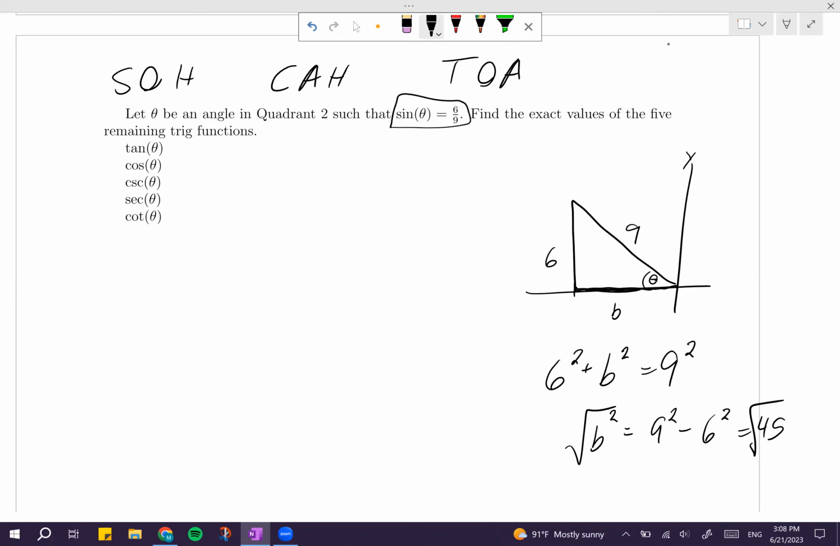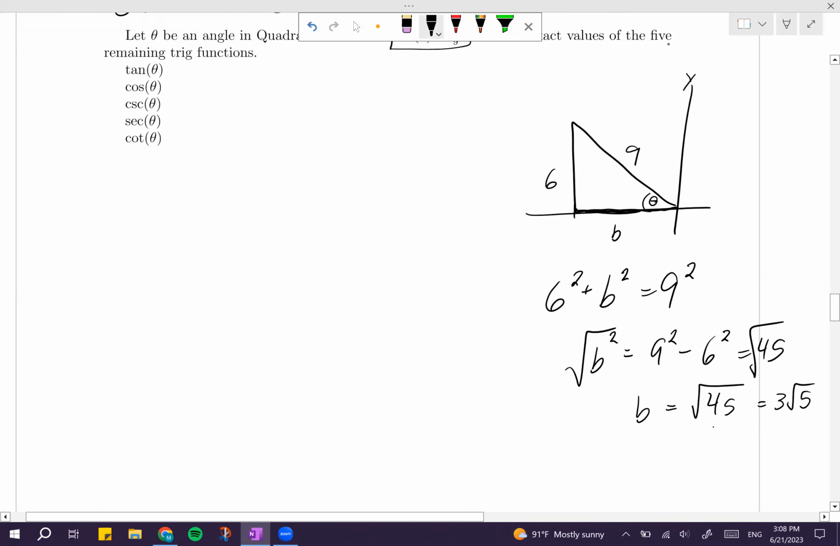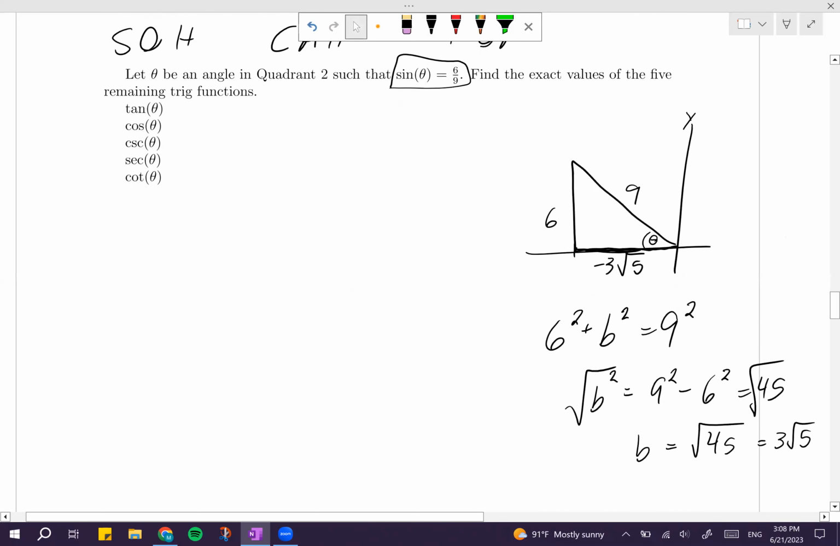Square root of both sides. I'm going to get b equals square root of 45, which is 3 times the square root of 5, because 45 factors as 9 times 5. Square root of 9 is 3, and square root of 5 is square root of 5. So our b side is -3 times the square root of 5. Now we can start solving these other ones.